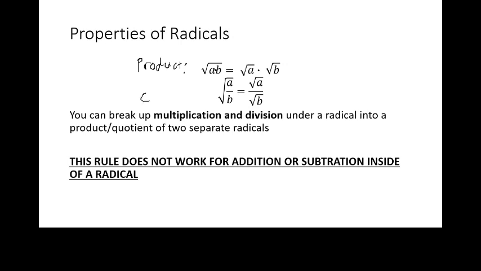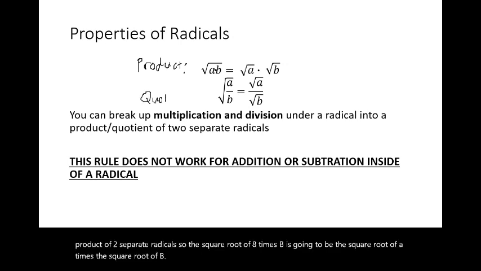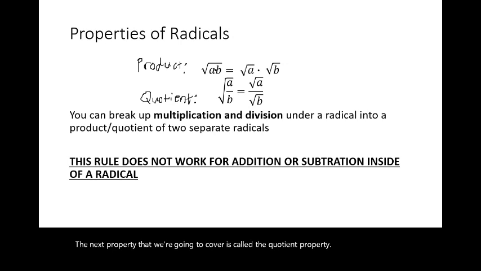The next property that we're going to cover is called the quotient property. This property is mainly used when you're taking the square roots of fractions. So if you have a quotient inside of a radical, you can simply take the radical of the top and the radical of the bottom. So the square root of a over b can be simplified as the square root of a divided by the square root of b.